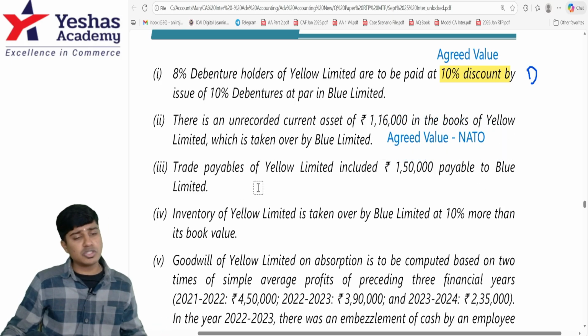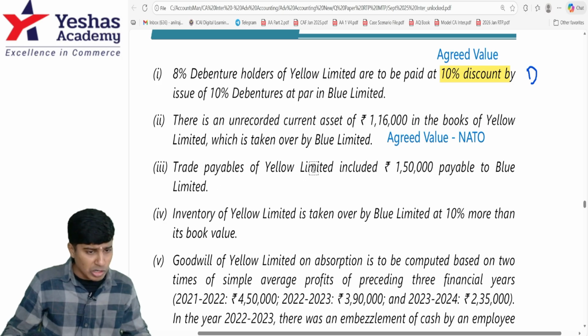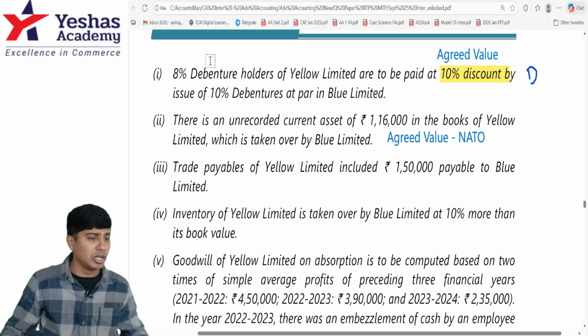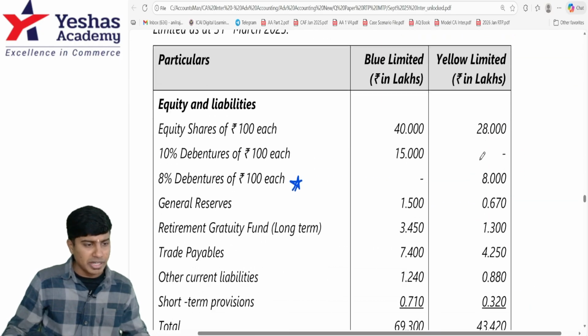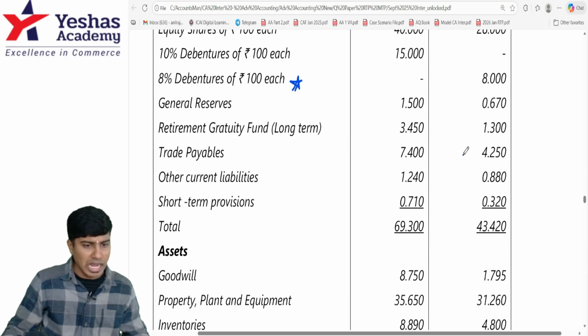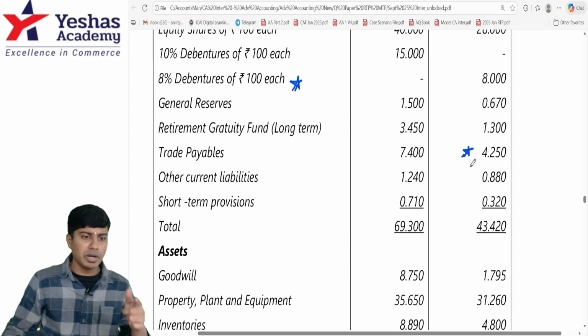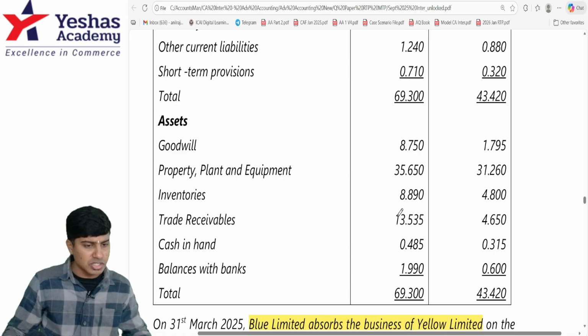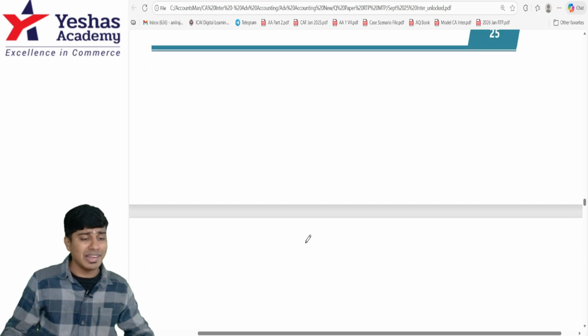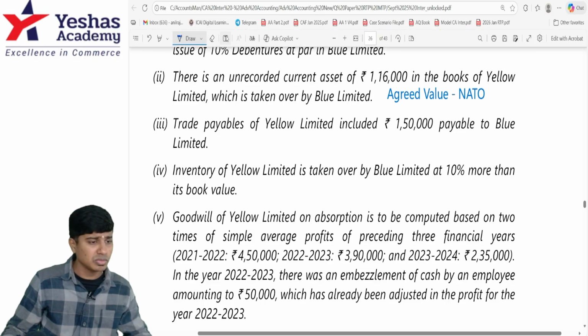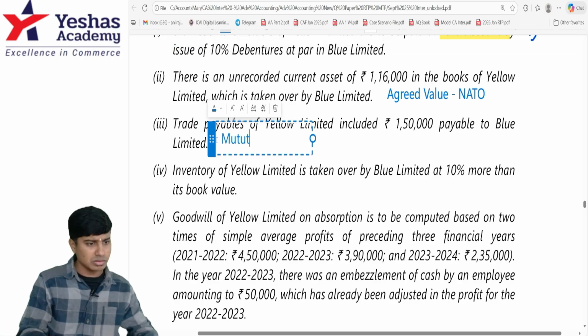Then we have trade payables of Yellow included in trade payables of Blue. Trade payables of Yellow included rupees 1,50,000 payable to Blue. So first we'll take Yellow Limited trade payables, 4,25,000. Next to this, one star. This is payable to Blue, in Blue's trade receivables. So post amalgamation, in the balance sheet, we need to eliminate mutual indebtedness.